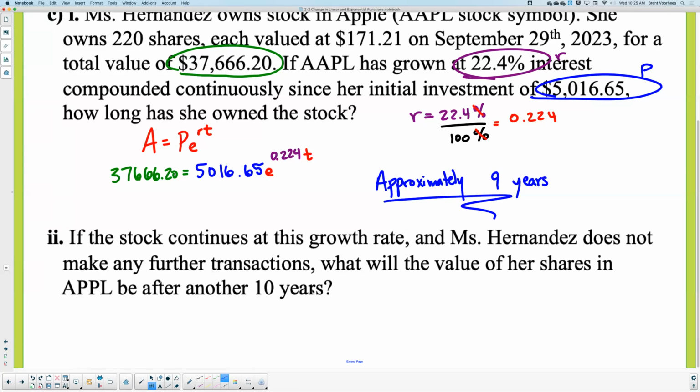All right. If the stock continues at this growth rate and Ms. Hernandez does not make any further transactions, what will be the value of her shares of Apple after another 10 years? So now we've discovered how long it's been. It's been 9 years. Now, we want to go 10 more. So what's 9 plus 10? We're going to stay with the same initial amount. We're not going to mess with that, but now we're going to say T is 10 plus 9, which is equal to how much?